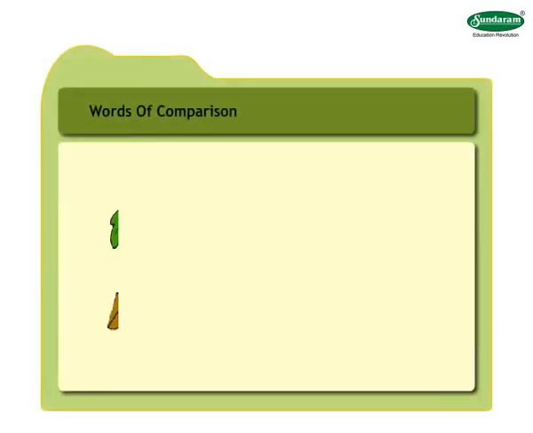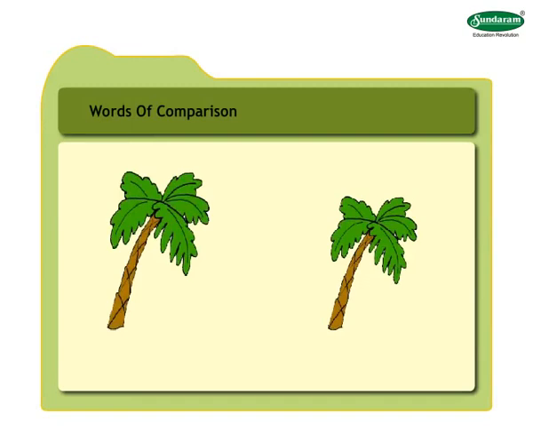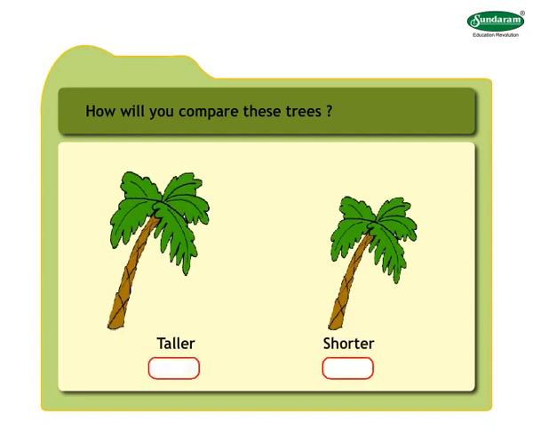See the two trees shown alongside. How will you compare these trees? You will say that one tree is taller and the other is a shorter one. Let us put one dot below the shorter tree and two dots below the longer tree.